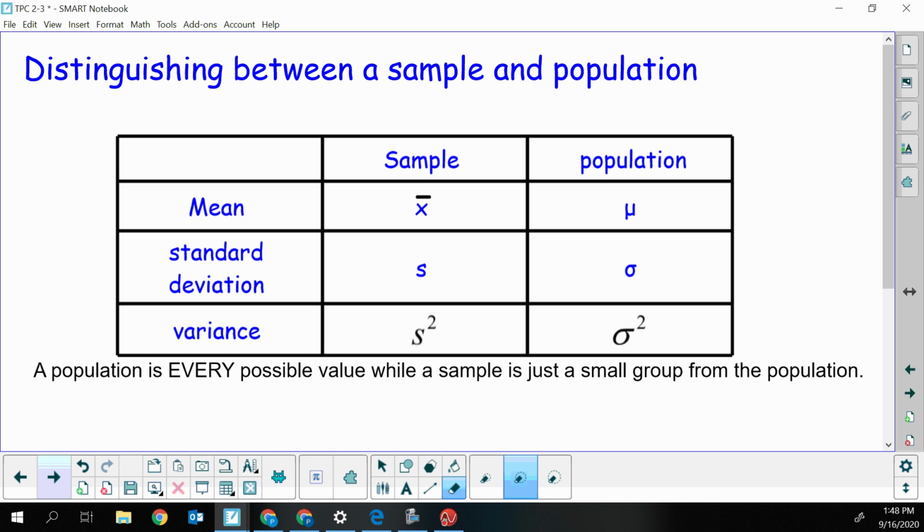So just some symbol reminders. The mean is the x with the bar. The standard deviation on the calculator, if it's the sample standard deviation, you'll see it as Sx, and the population standard deviation looks like a sigma and then an x.